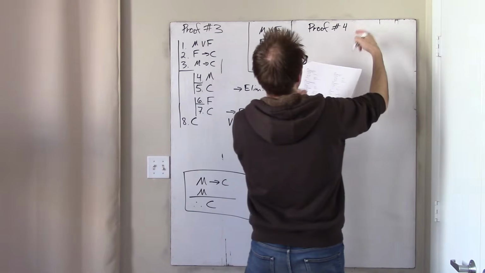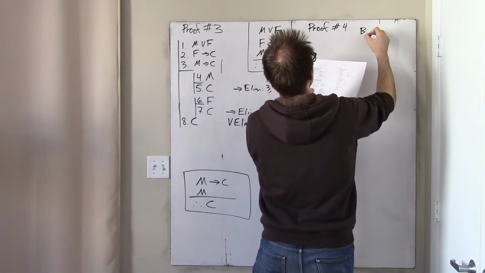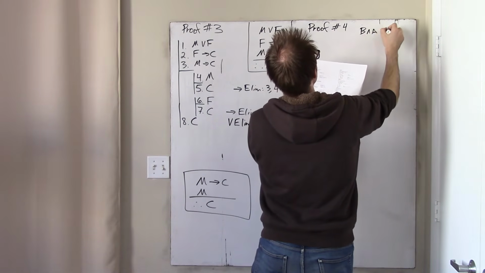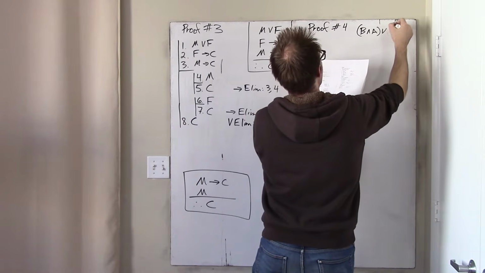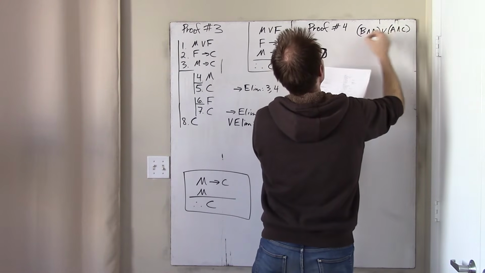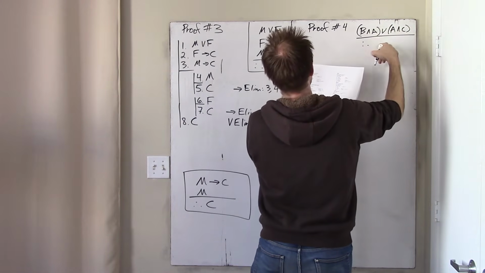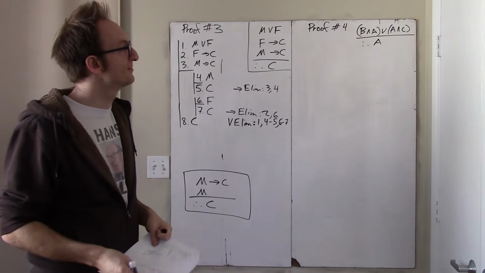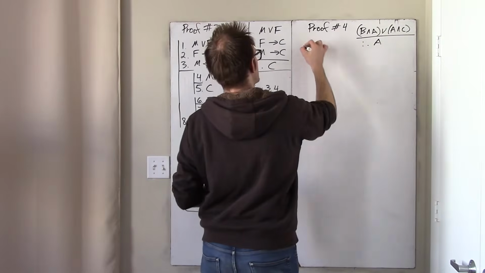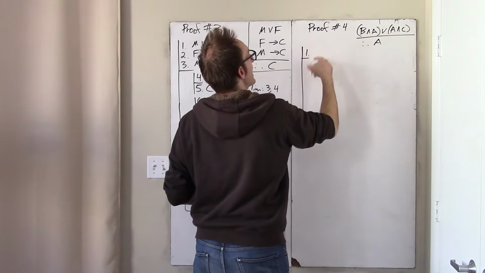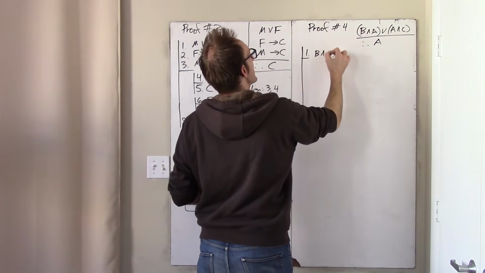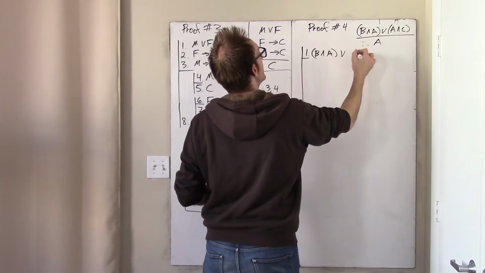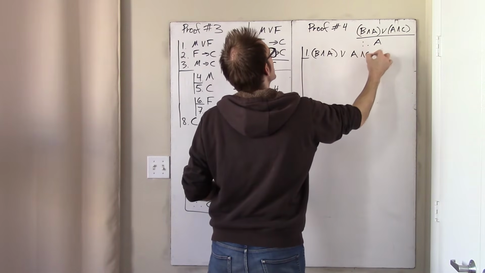Here's an argument. The argument is B and A, or A and C, and if that's my premise, I conclude A. Okay, I want to show that this argument is valid. How? I'm going to do a Fitch-style proof. Let's go. So, line 1, I have B and A, or A and C.